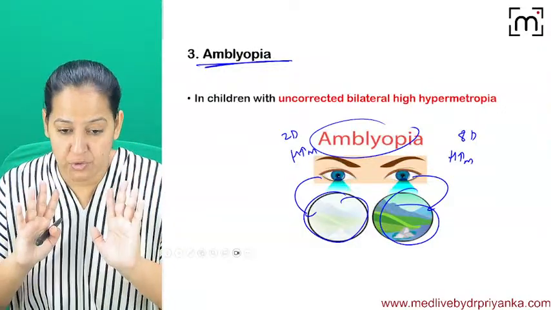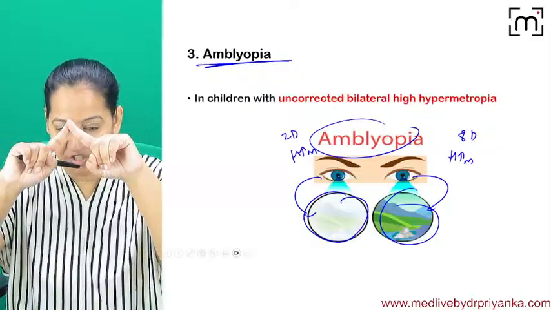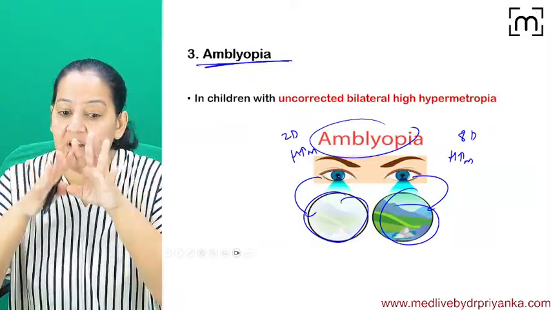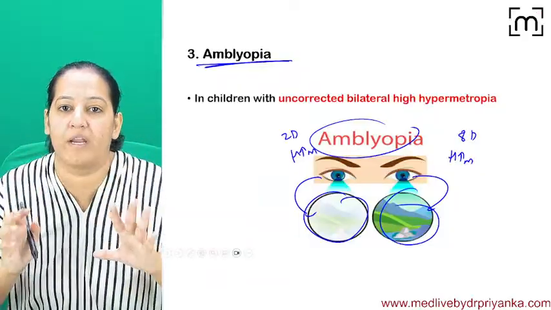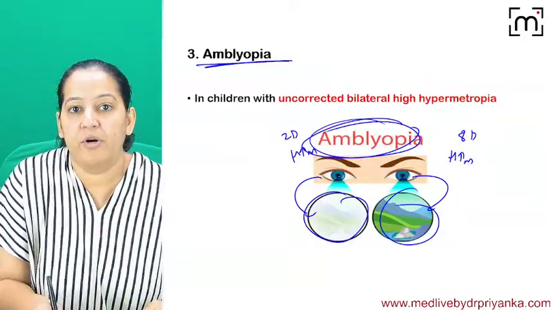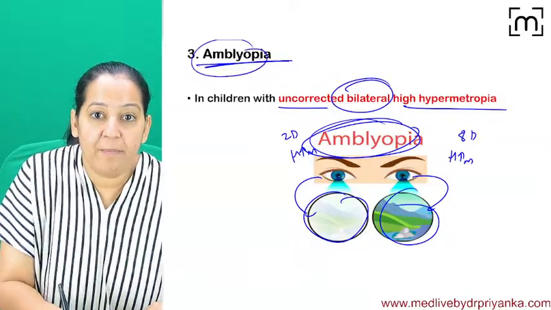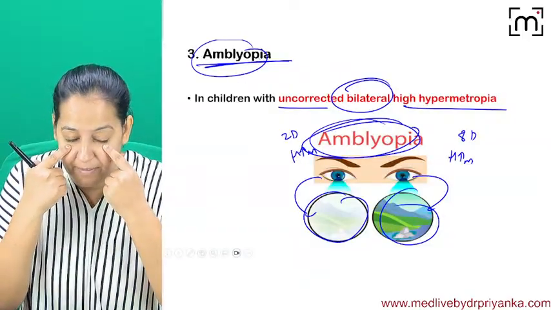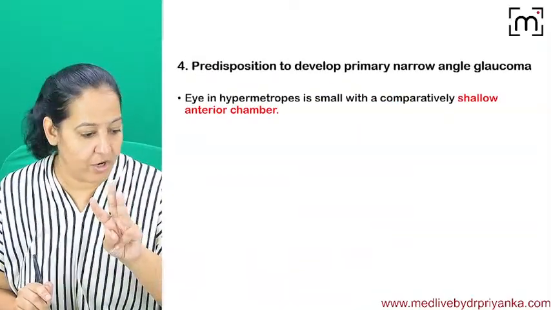I will tell you the visual pathway also. I will explain it in the physiology, everything. So the brain interprets it as one image, but if the two images of the same object are drastically different, there is confusion created in the brain, and the brain cannot interpret it as one image, and that will be amblyopia because of uncorrected bilateral high hypermetropia. Amblyopia will occur in bilateral hypermetropia when there is a drastic difference in the power. That is the third complication.